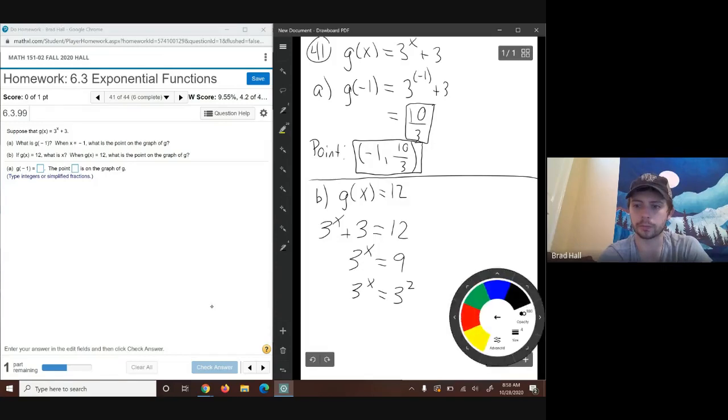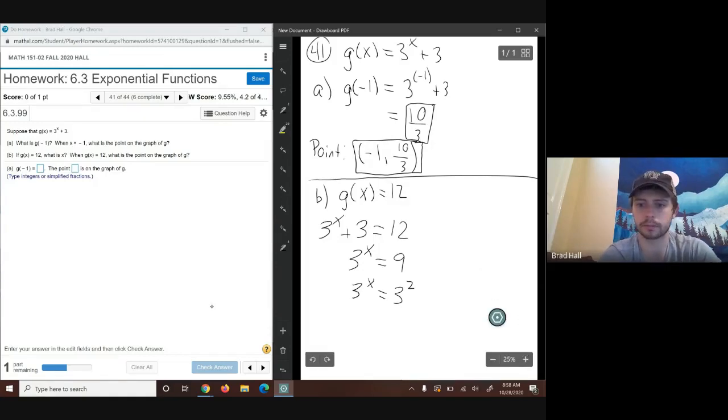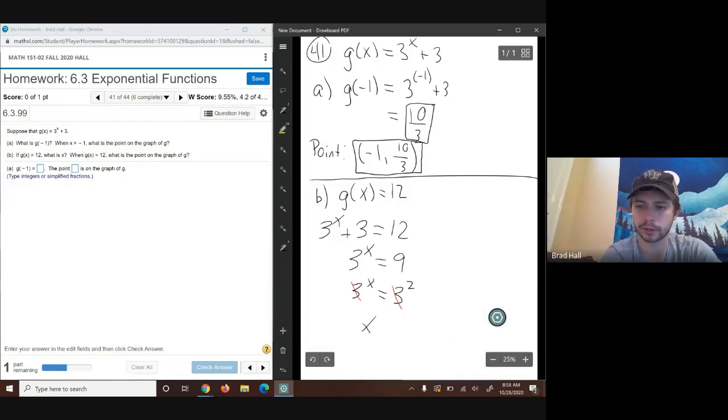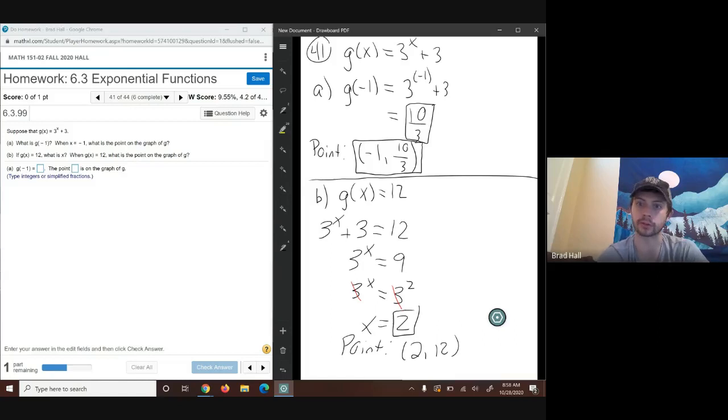And so the 3's cancel. And we get that x is equal to 2. And that's it. So that would be the first blank. And then it asks for the point on the graph. And the point would be 2, 12, because they gave us that y was 12, and we found that x is 2. So then 2, 12 for the point.